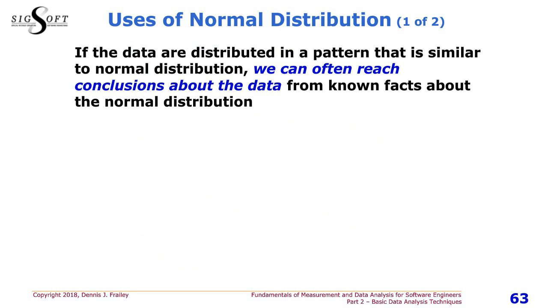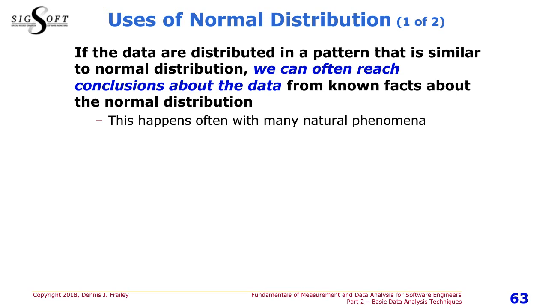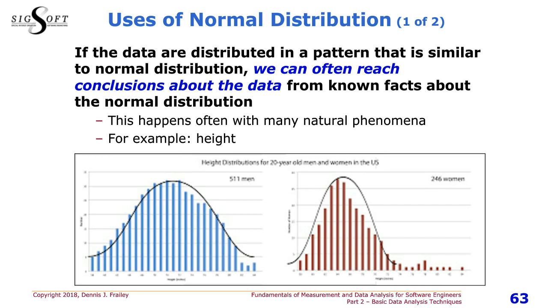So the idea is that we can reach conclusions about the data that we might not have been able to reach had we not seen the mathematical function. And this is a very common distribution, as I've said. Here we have a diagram of height of U.S. people, men on the left, women on the right. The men come a little closer to fitting the normal distribution than women, but the point is that you might be able to draw some conclusions about the height of people using calculations based on the normal distribution.